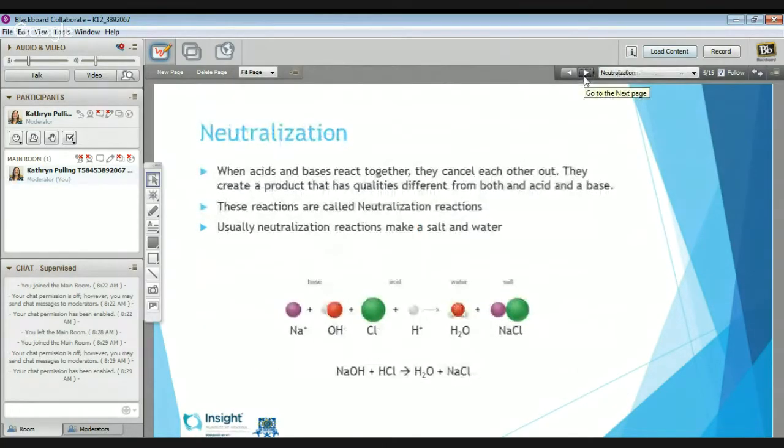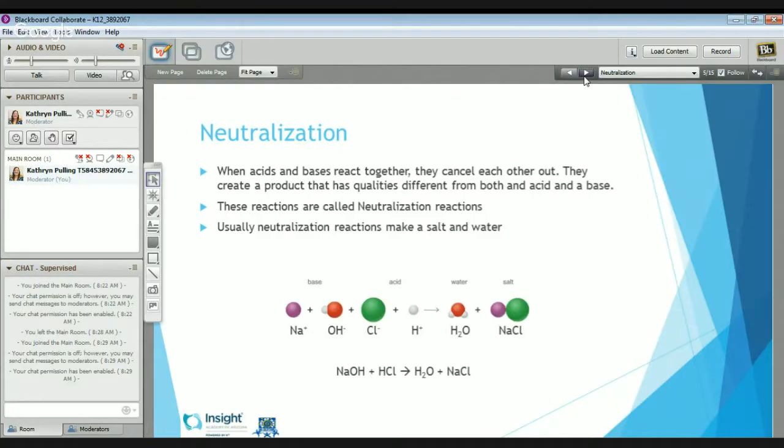Okay, so acids and bases, we care about them separately, but they also do what is called a neutralization reaction. When you have an acid and a base, generally speaking, it's not always a good thing to have a strong acid or a strong base. So to counteract it, you have to neutralize them. If you combine acids and bases, they essentially cancel each other out. Okay, they create a product that has qualities that are entirely different from an acid or a base, and we call that product something neutral. So the name for this kind of reaction is a neutralization reaction.